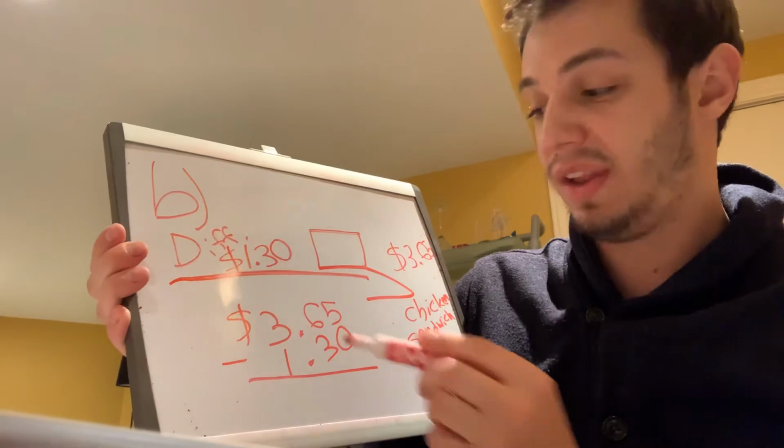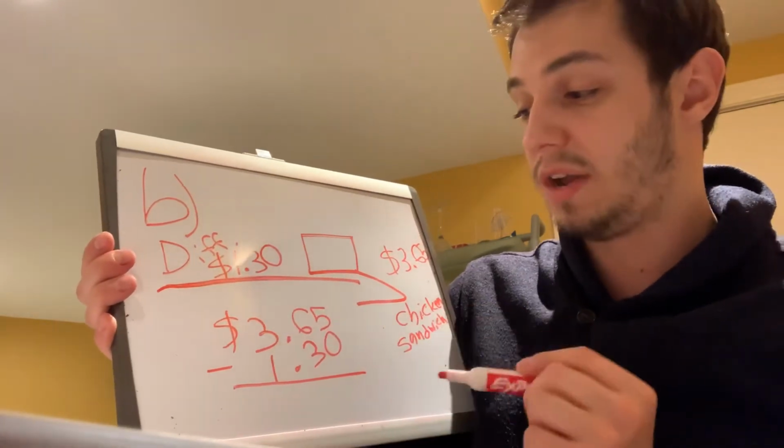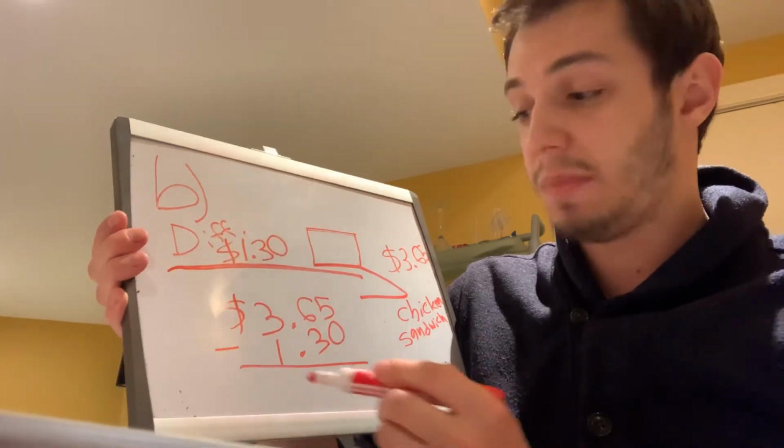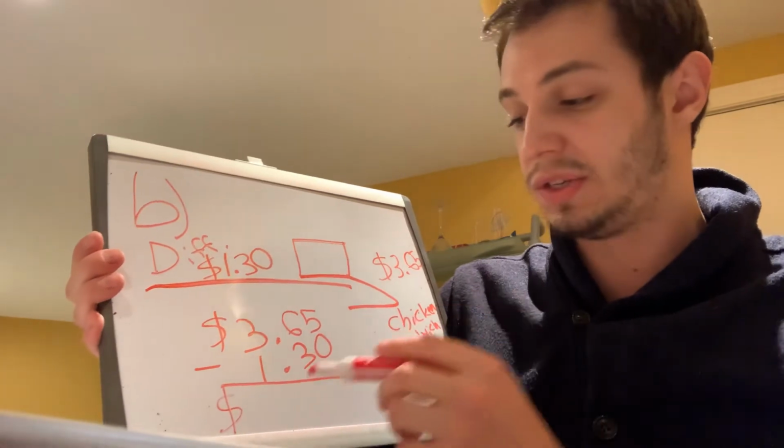Once again, I have lined up my decimals, all of my place values. I have my $ sign for my first number. And then in my answer, I need my $ sign. So what I want you guys to do is solve.